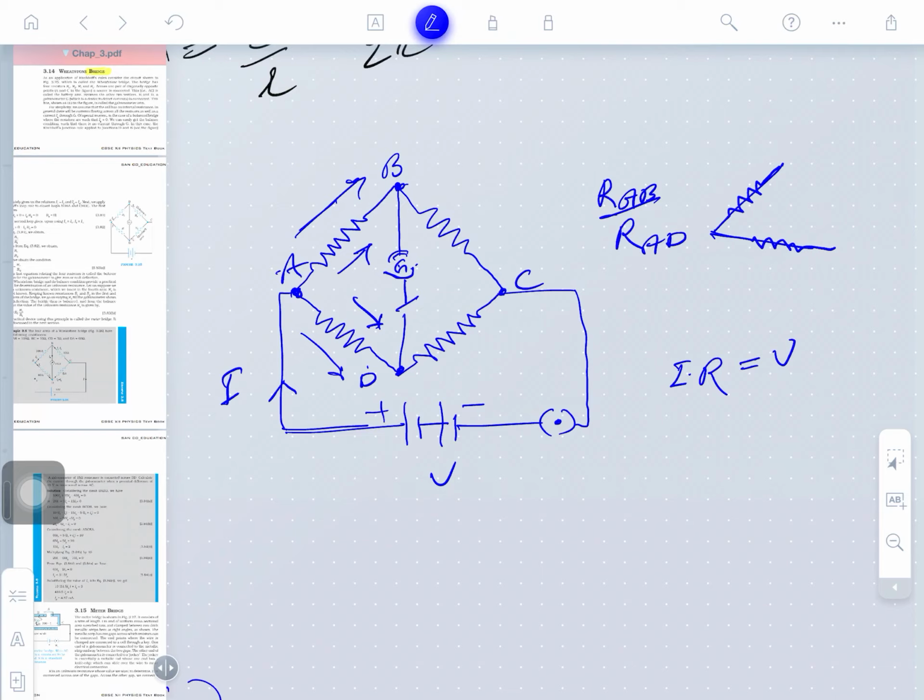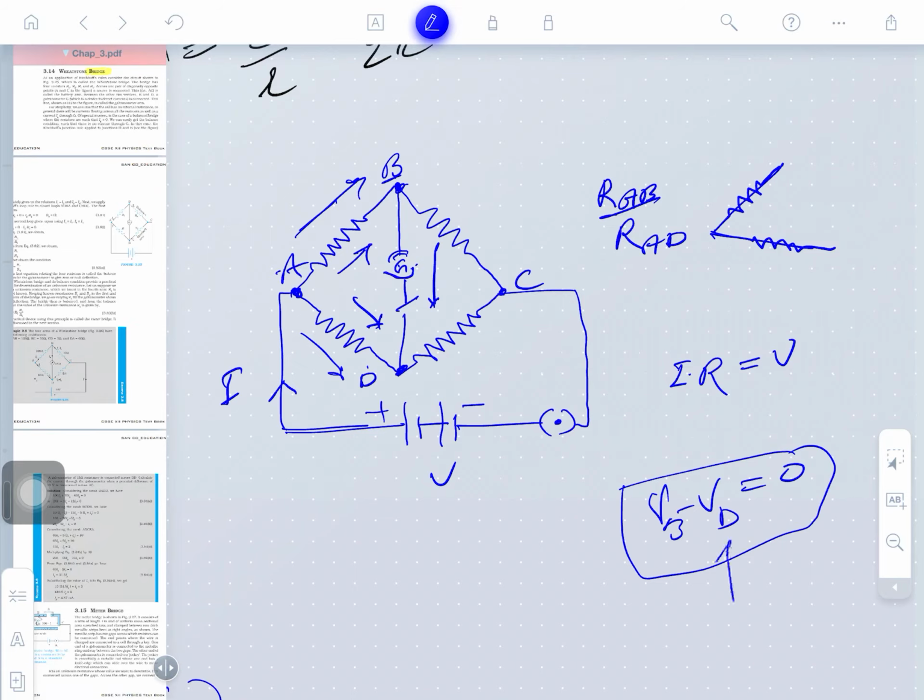So we can say the potential at point B and potential at point D will be controlled by these two resistances. If we control them in such a manner that the potential drop between B and D is 0, meaning VB minus VD is 0, then the current will not flow through this. By such an adjustment, we can say there is no current flow through them. But a condition is required here. At this condition, it is called the balanced condition, which we will discuss further right now.